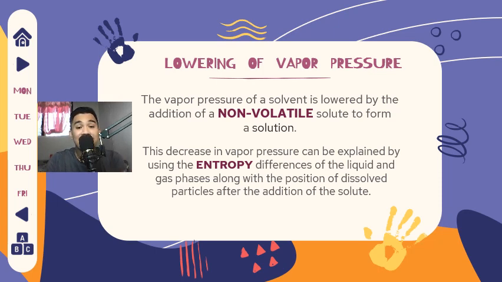This decrease in vapor pressure can be explained by using the entropy differences of the liquid and the gas phase along with the position of dissolved particles after the addition of the solute. So what is entropy?